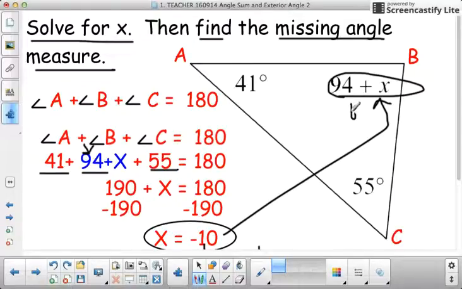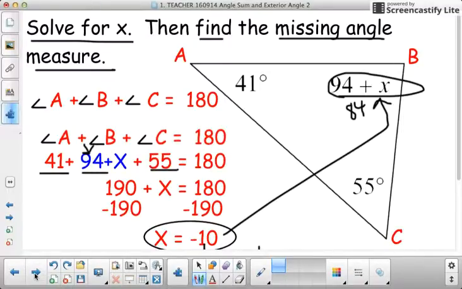So let's double check our answer. Well, if this is going to be 84, what's 41 plus 84 plus 55? Well, when I type that into my calculator, guess what I get? 180. Now, I want you to pause the video and try the next one on your own.